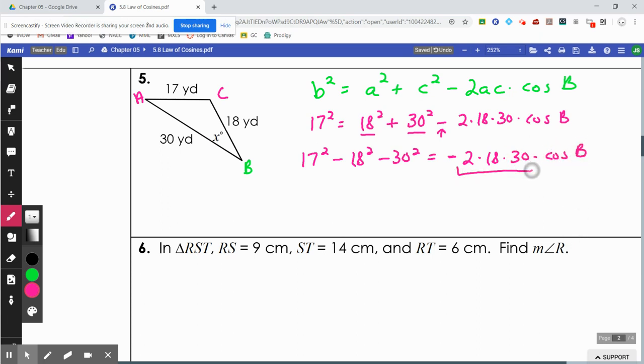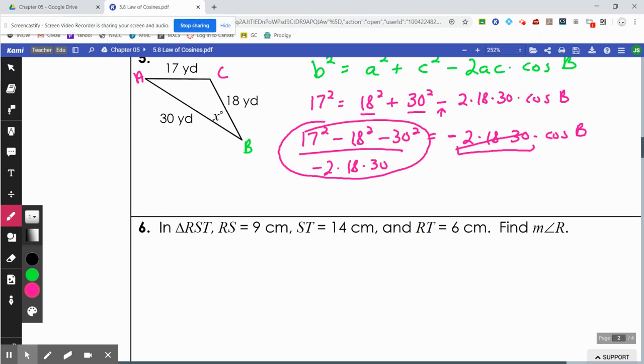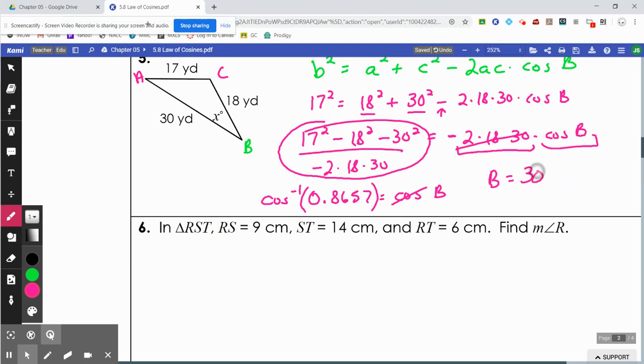Now, if you wanted to clean those up by multiplying, that's fine. But I like to go ahead and just divide by negative 2 times 18 times 30. Type all of this into your calculator, and you get 0.8657, and that's equal to the cosine of B. To get rid of a cosine, we're going to move it over here by doing the inverse cosine. And that's going to tell us that our angle B is equal to right at 30 degrees.